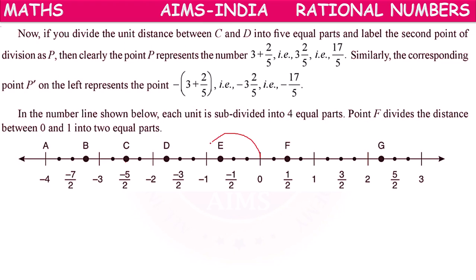What about C? 1 unit, 2 units, and after 2 units, 1 by 2 part. Means actually 2 plus 1 by 2, means 5 by 2. So directly they have given here 5 by 2. Okay. Next, what is D?